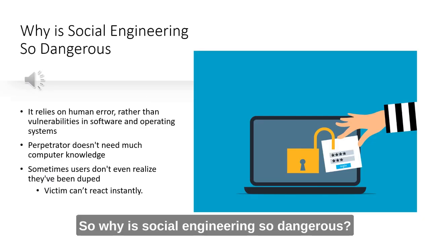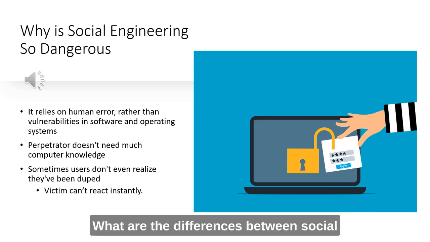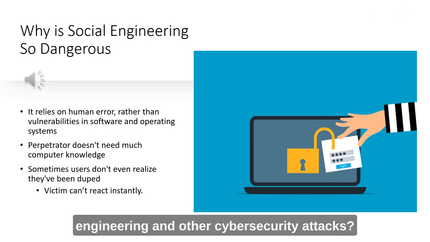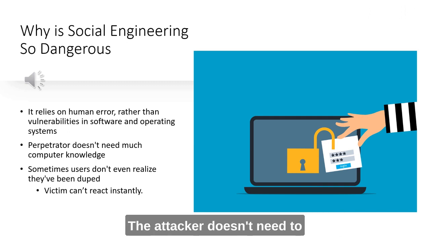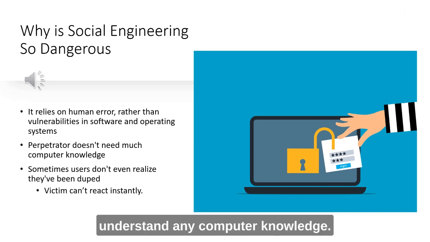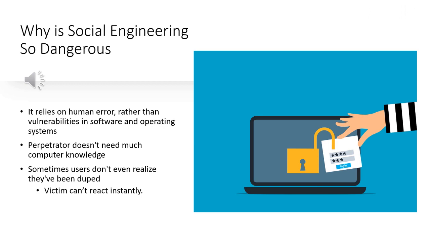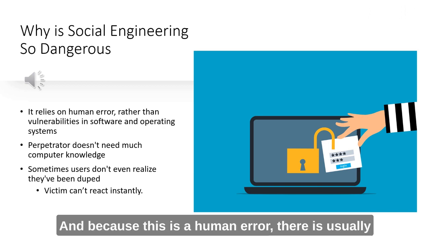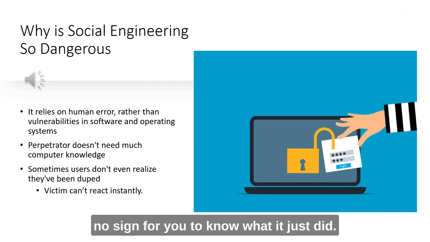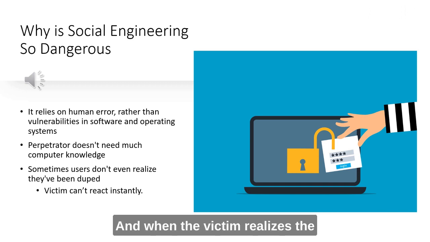So why is social engineering so dangerous? What's the difference between social engineering and other cybersecurity attacks? Social engineering relies on human error. The attacker doesn't need any computer knowledge. It is a pure psychology method, which means anyone can be a perpetrator. And because this is a human error, there is usually no sign for you to know what you just did. And when the victim realizes the loss, it is usually too late.